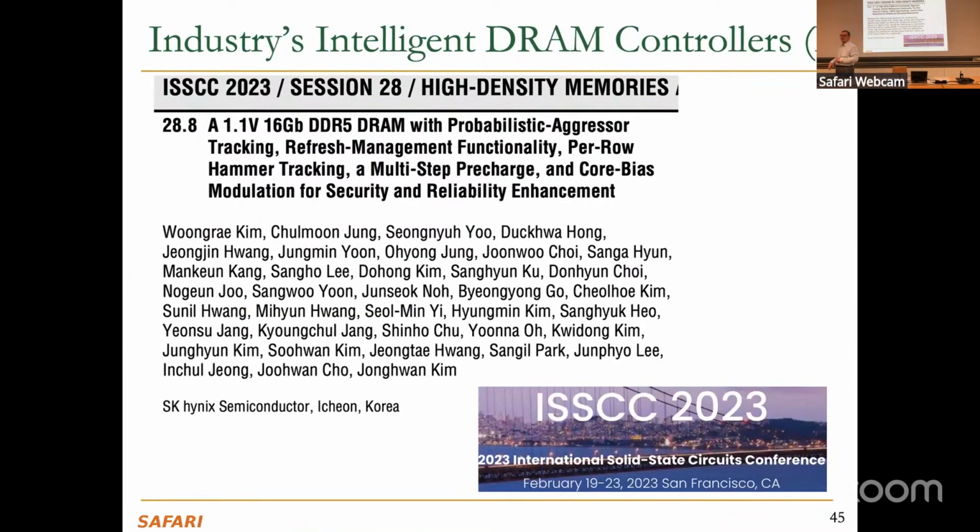And industry has finally, let's say, seen the light, and they're doing something in the right direction. Of course, it can be done better. And they're essentially adding intelligent controllers inside the DRAM chips. This is a paper by SK Hynix, which is one of the major manufacturers, almost the top manufacturer today because they've been doing HBM in a good way.